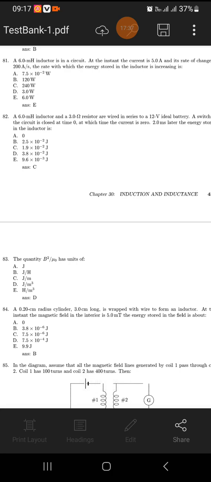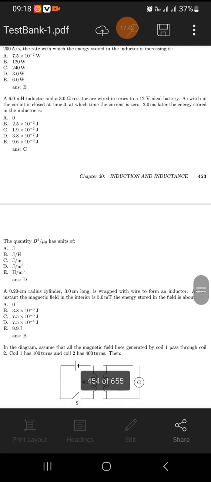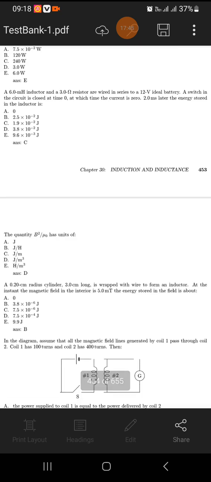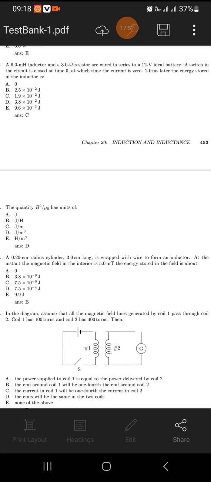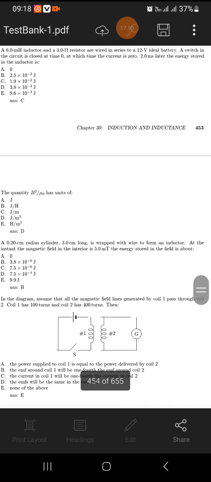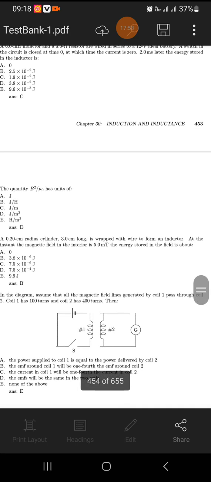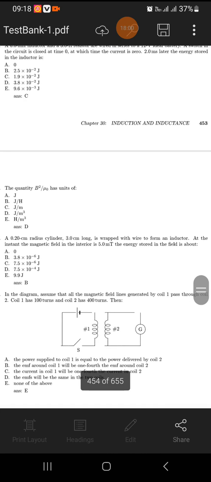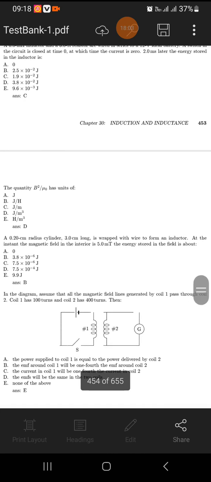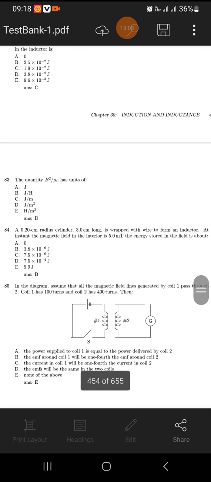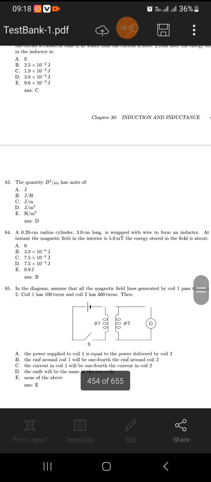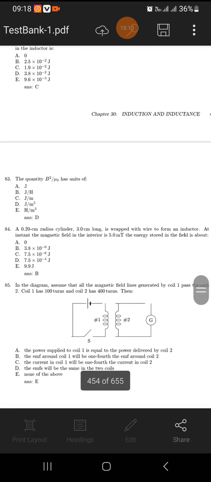A 6.0 millihenry inductor and a 3.0 ohm resistor are wired in series to a 12 volt ideal battery. A switch in the circuit is closed at time 0, at which time the current is 0. 2.0 milliseconds later, the energy stored in the inductor is C, which is 1.9 times 10 to the power of negative 2 joules.